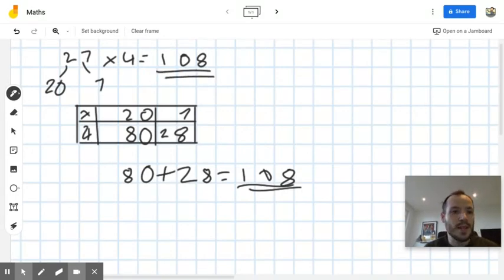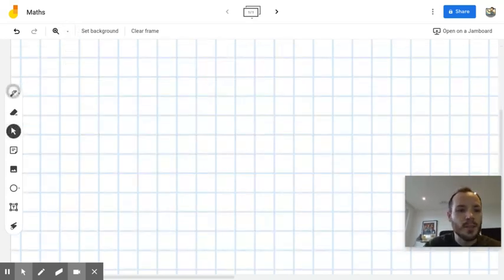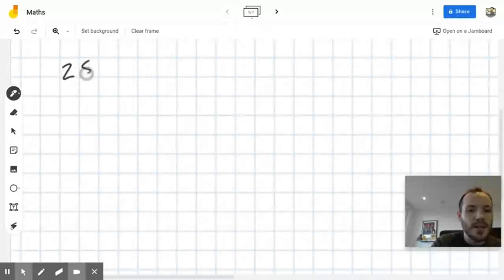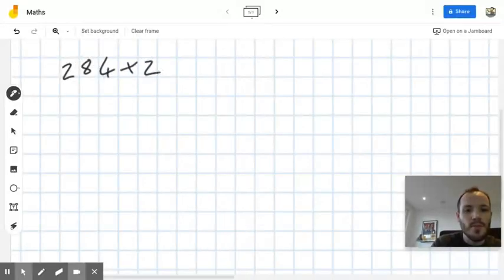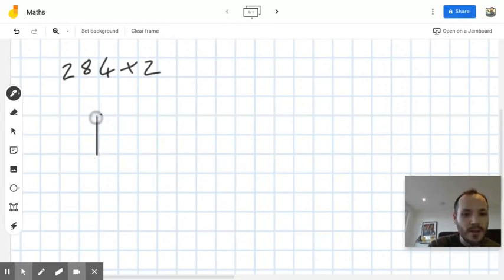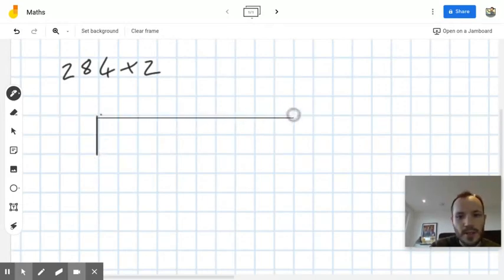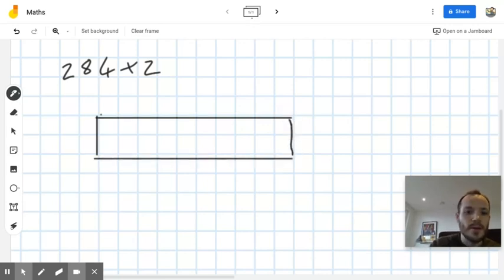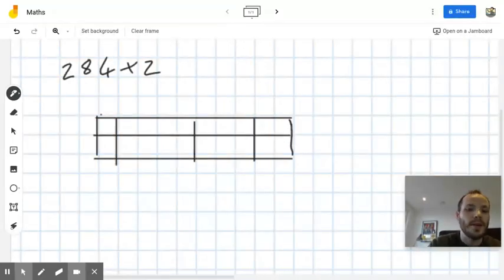So that's how to do multiplication. If you have, for example, a 3-digit number by 1 digit, so 284 times 2, you'll make your grid a bit bigger. So I'm just going to do it now. 2 down, and I'm going to do 10 across. 1, 2, 3, 4, 5, 6, 7, 8, 9, 10. And I'll put my times.